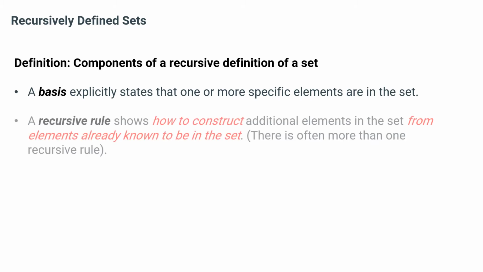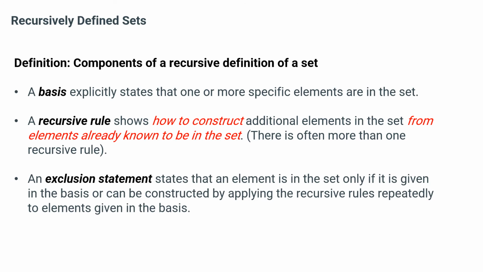But then there's a recursive rule that says that as long as you construct other elements in certain ways, then those elements would also be in this particular set. A recursive rule shows how to construct additional elements in the set from elements already known to be in the set. We'll see some examples here. And often there's more than one rule for that recursive rule, and we'll see that.